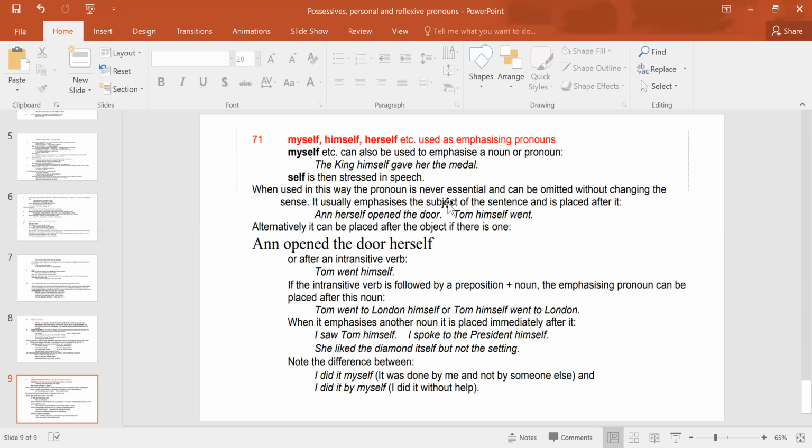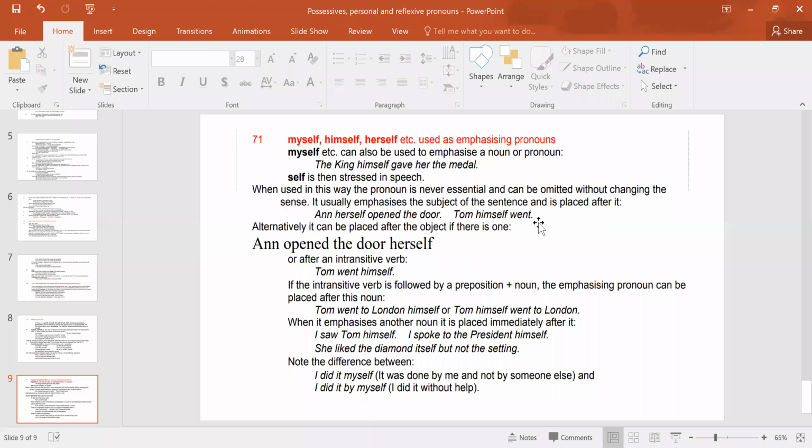When used in this way, the pronoun is never essential and can be omitted without changing the sense. It usually emphasizes the subject of the sentence and is placed after it. Anne herself opened the door. Tom himself went. So they emphasize the noun or pronoun used before them. In such cases, you can also remove the pronouns. Pronouns are not always necessary. So it can be written like this: Anne opened the door herself. It can be used both ways. Or this sentence can be used like this: Tom went himself.